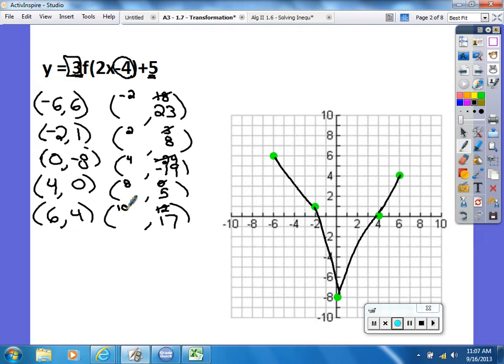So now I'll deal with the 2. Now, Ryan, this is where I'll use that 1/2 instead. I'll multiply by the reciprocal. So, what is negative 2 times 1/2? Negative 1? 2 times 1/2. 4 times 1/2. 8 times 1/2. And 10 times 1/2.